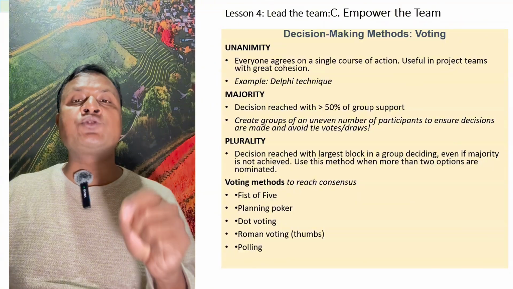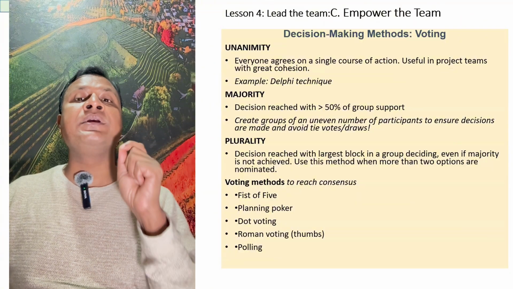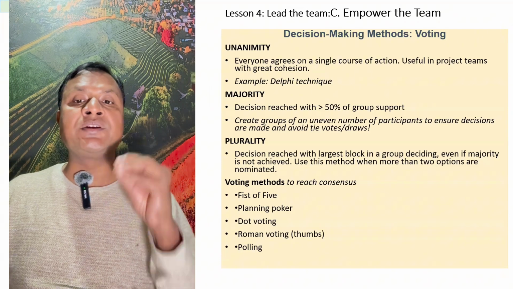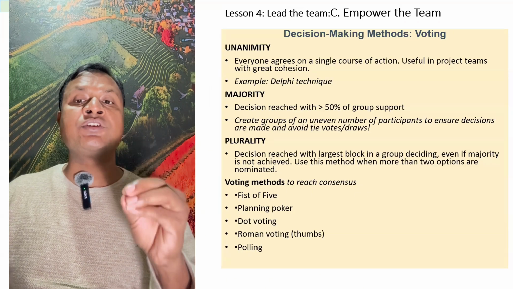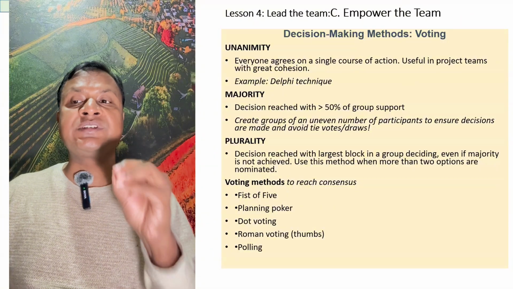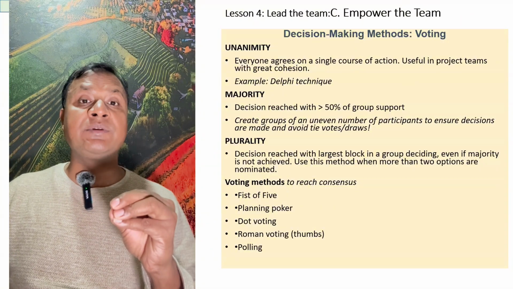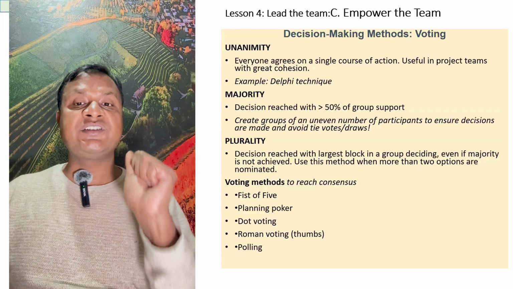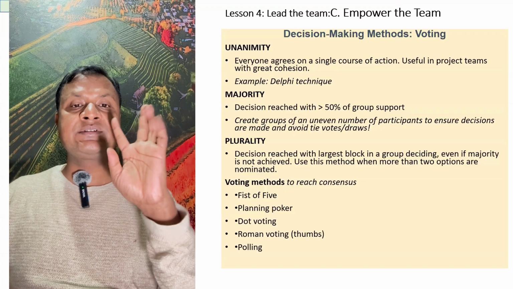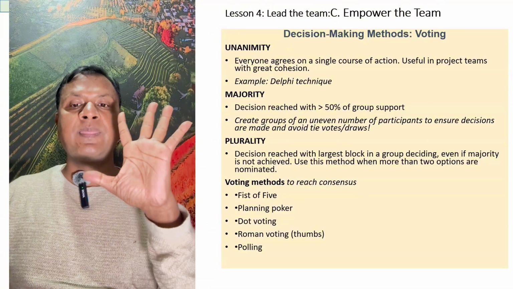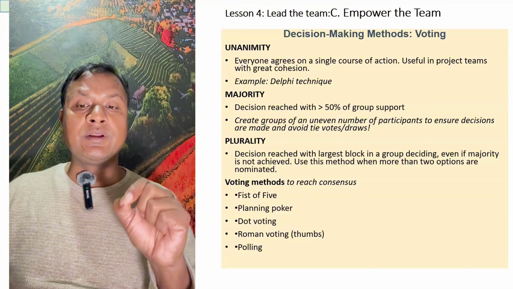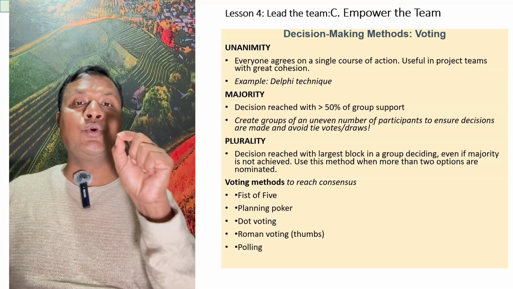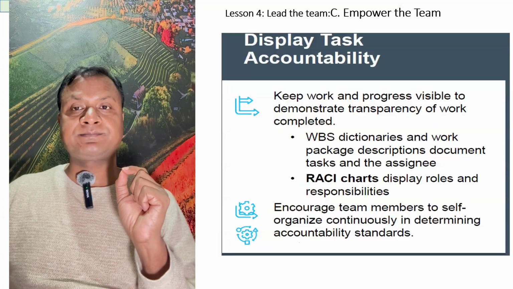So for decision making, actually we can use voting, and voting can be anonymous, it can be majority based, it can be plurality based. Plurality means decision reached with the largest block in a group deciding even if majority is not achieved. That's called plurality. So voting methods to reach consensus: fist to five, planning poker, dot voting, Roman voting, polling. So many kinds of ways we can reach consensus.